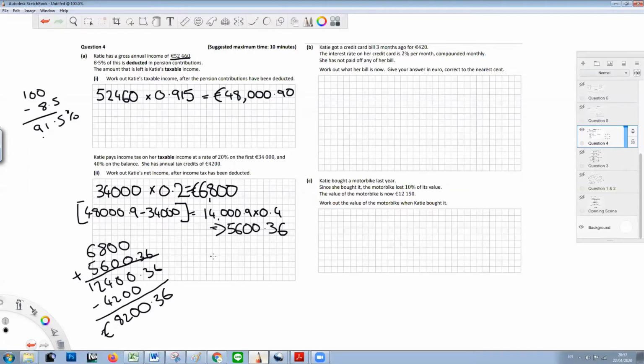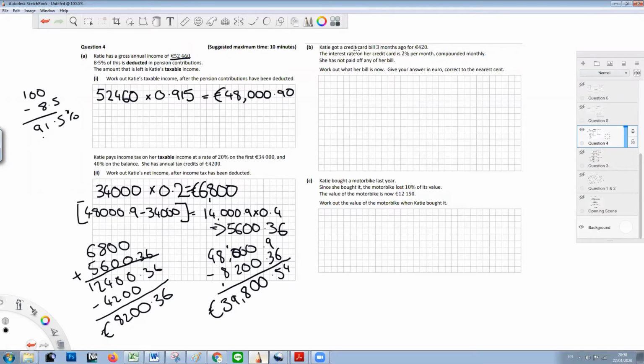So her net income is going to be her taxable income minus the amount that she gets taxed. So that is 48,000 minus 8,200. So that's going to be 39,800. So she gets taxed 39,800 on her income. That's her taxable income.